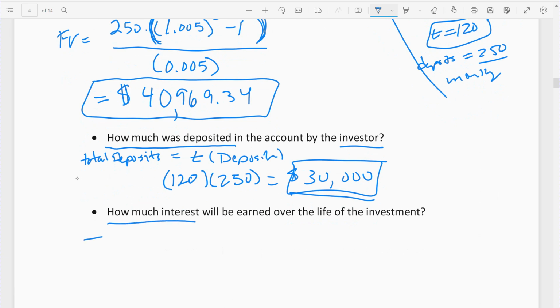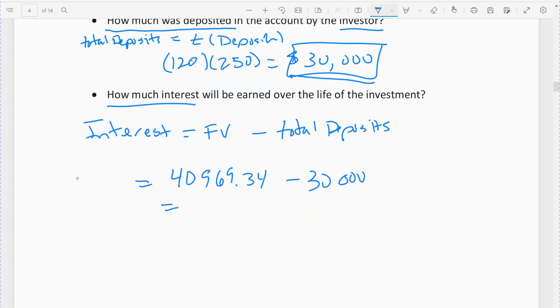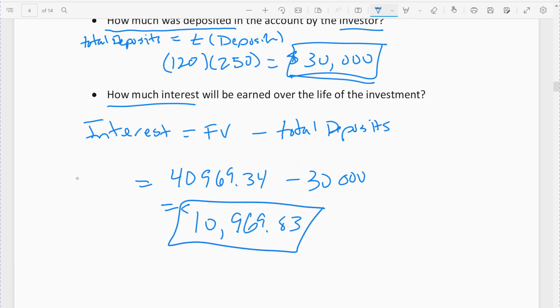So how much interest? Well, you figure out interest by taking your future value minus your total deposits. And again, the difference between the two is the amount of interest you earn. So the future value is $40,969.34. They deposited $30,000, so the difference is $10,969.83.